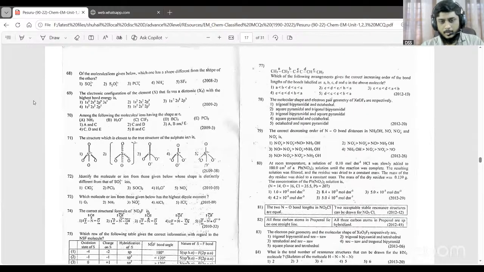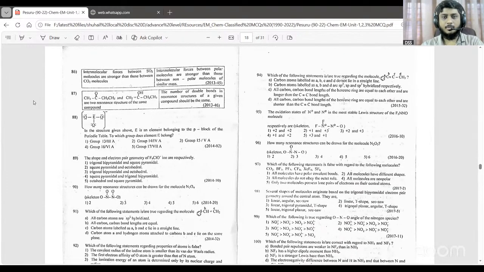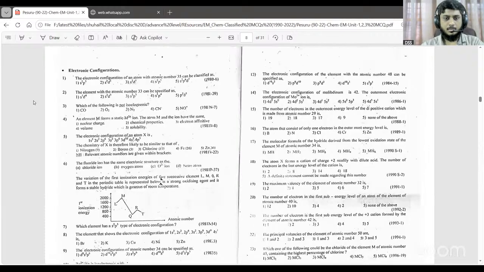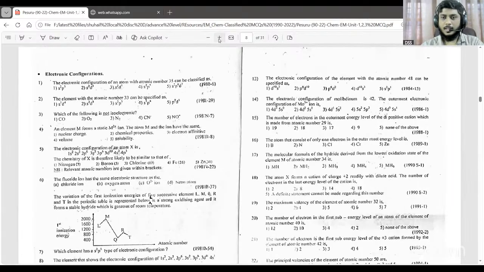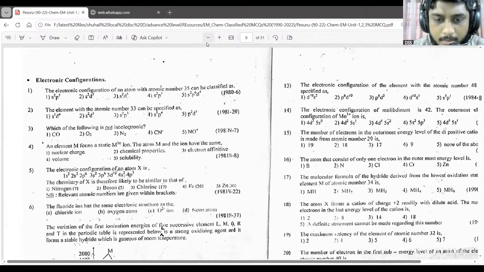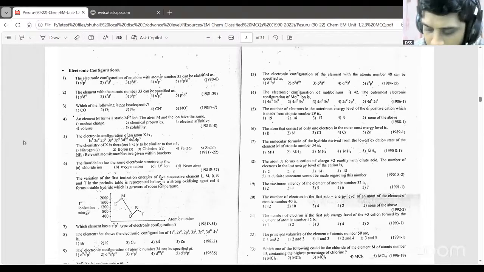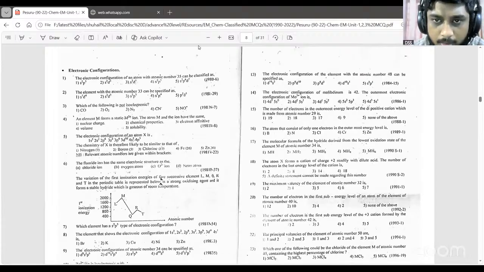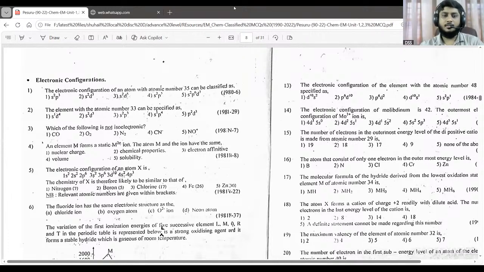Right. Now let's go through certain questions related to electronic configuration. Today we'll see this part. Under this one, this is page number 14. Page number 14.